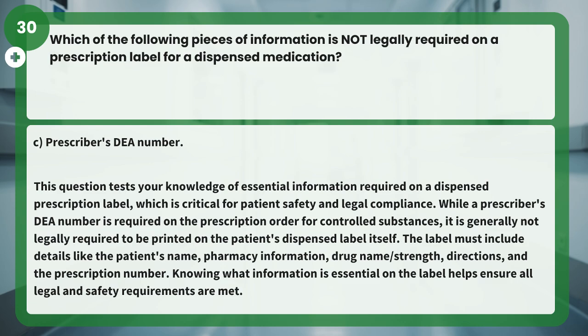The label must include details like the patient's name, pharmacy information, drug name and strength, directions, and the prescription number. Knowing what information is essential on the label helps ensure all legal and safety requirements are met.